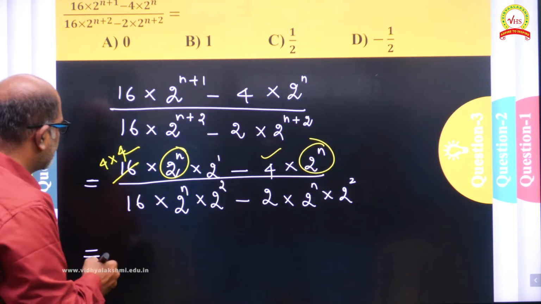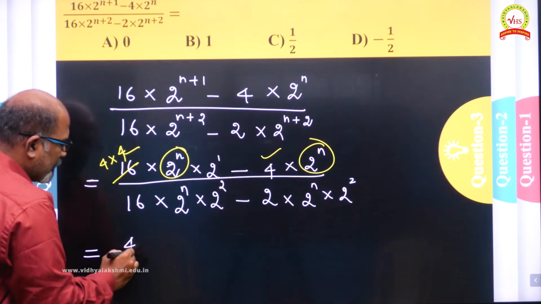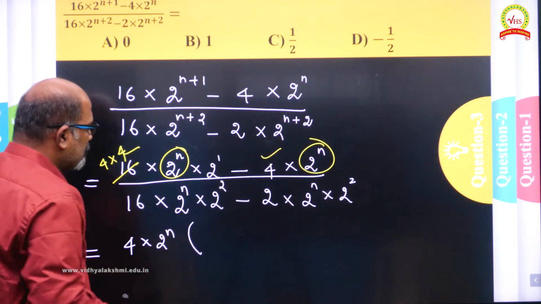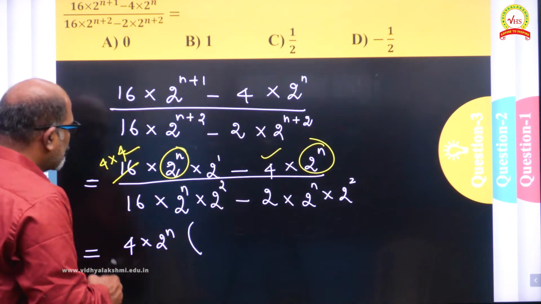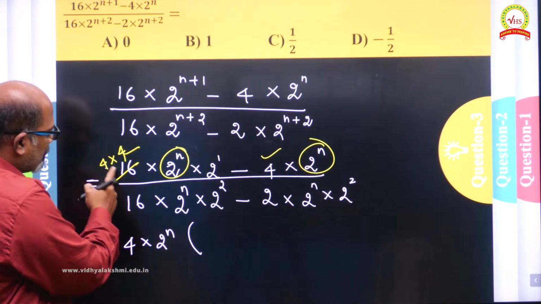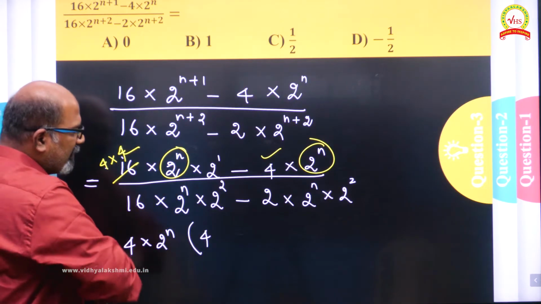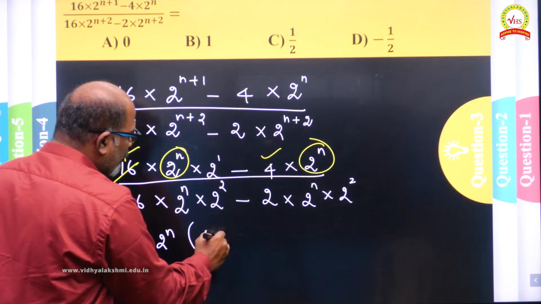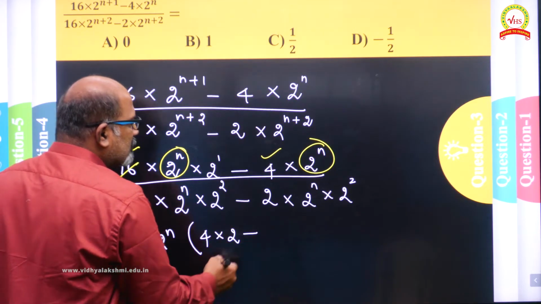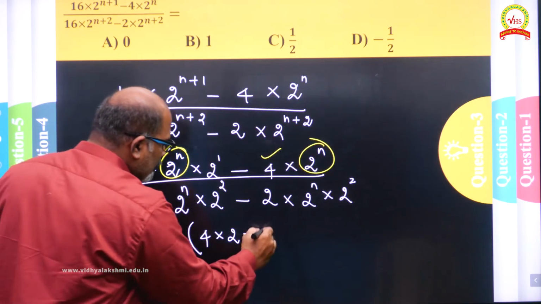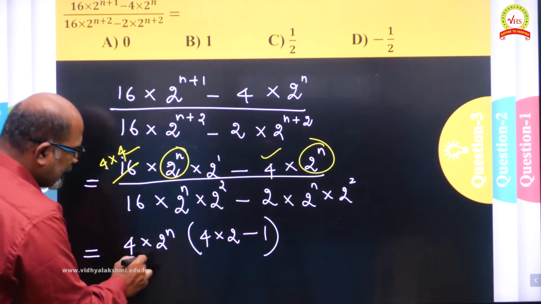So what is the result we are getting? 4 we can take out, and 2 power n we can take as a common factor. So what is the remaining here? One 4 we have taken out, so another 4 will be there. 2 power n we have taken out, and another 2 will be there. Minus this 4 taken away and this 2 power n also taken away. So the remaining term is 1 there.